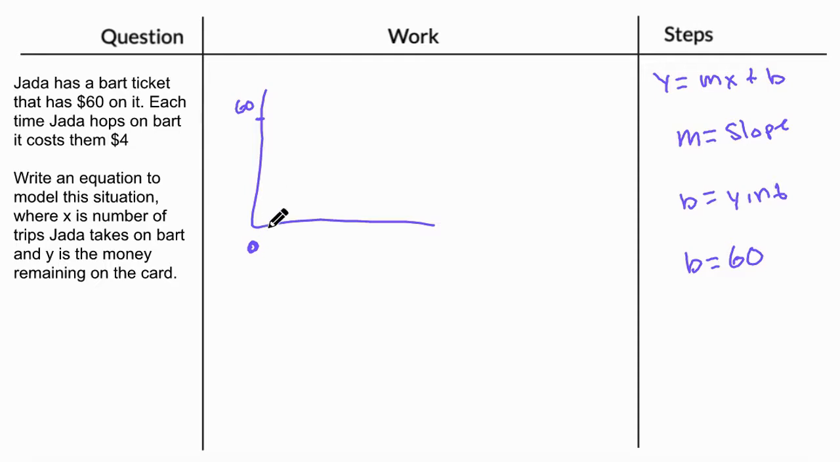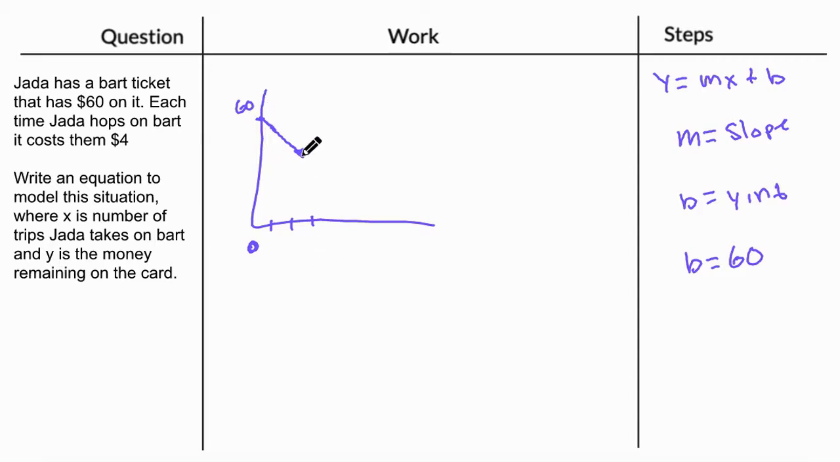So then each time that they take a trip, it looks like the money on the card is going to go down, because in this case, they swipe the card, $4 comes off of it, so it's going to be continually going downwards. Remember, slope just means the rate of change. So for each trip, how much money is being taken off? Well, that's $4. The other thing that we have to think about is that money is being taken away from the card, meaning we're subtracting 4 each time.